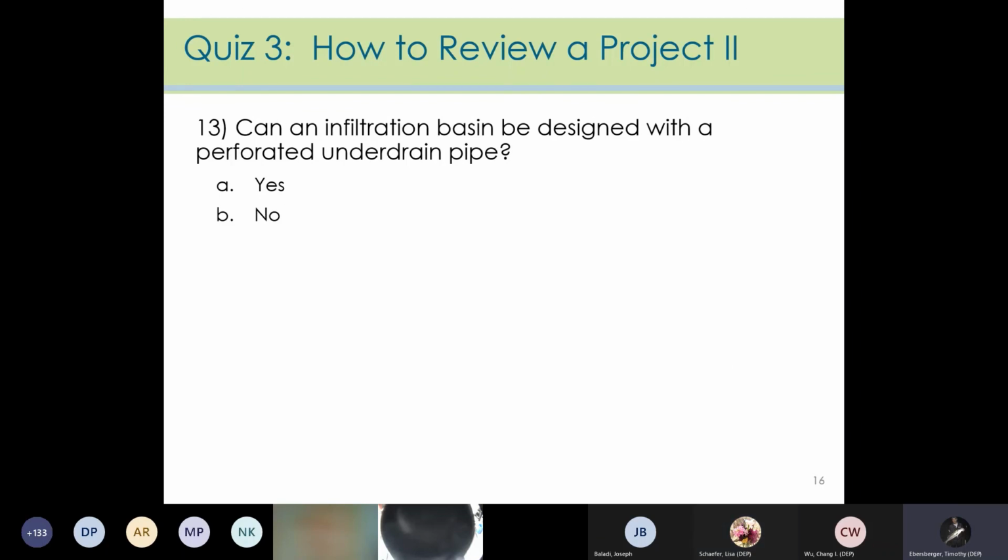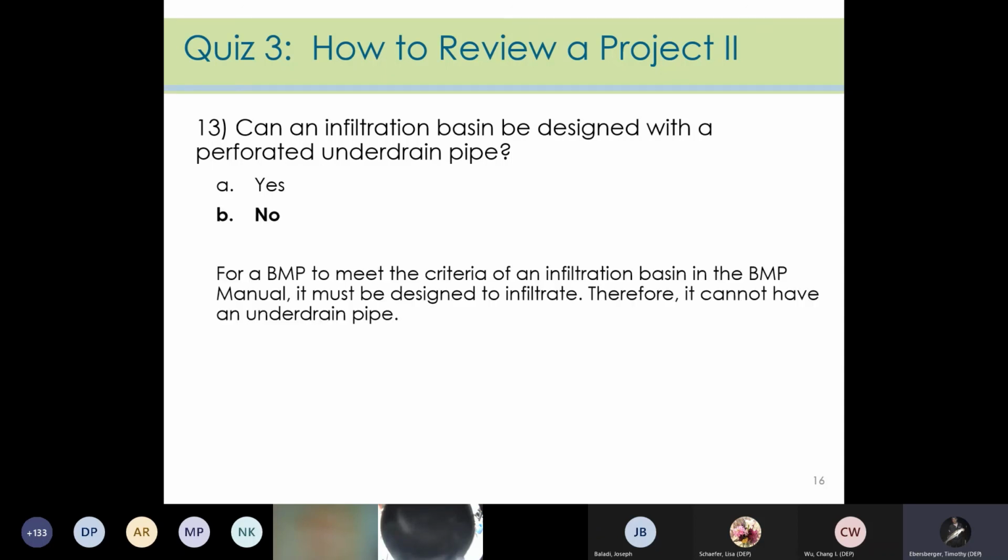Can an infiltration basin be designed with a perforated underdrain pipe? The answer to that is no. For a BMP to meet the criteria of an infiltration basin in the BMP manual, it must be designed to infiltrate. Therefore, it cannot have an underdrain pipe. Lisa? 56%. Okay, not great.